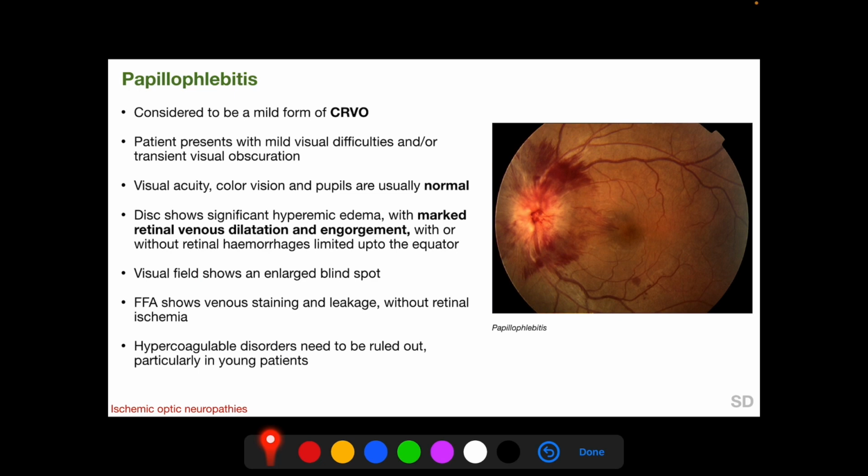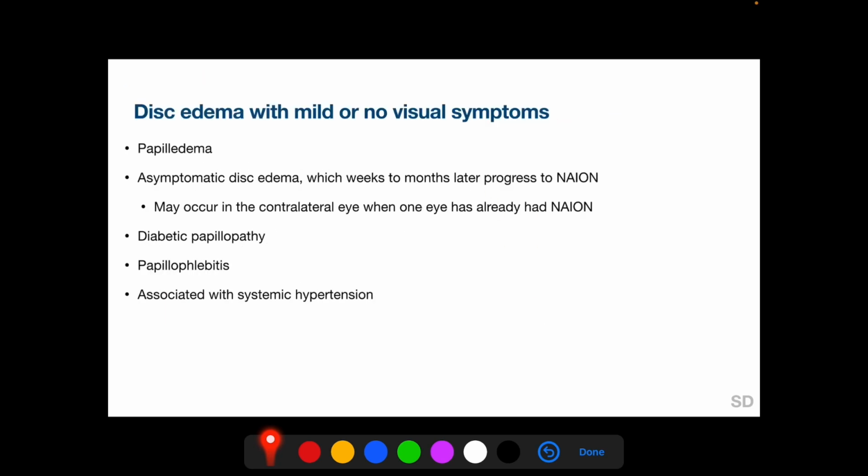Hypercoagulable disorders need to be ruled out in such a situation, particularly in young patients. So we have an important differential here: disc edema with mild or no visual symptoms, and we have papilledema. We have asymptomatic disc edema, which may progress to non-arteritic ischemic optic neuropathy.